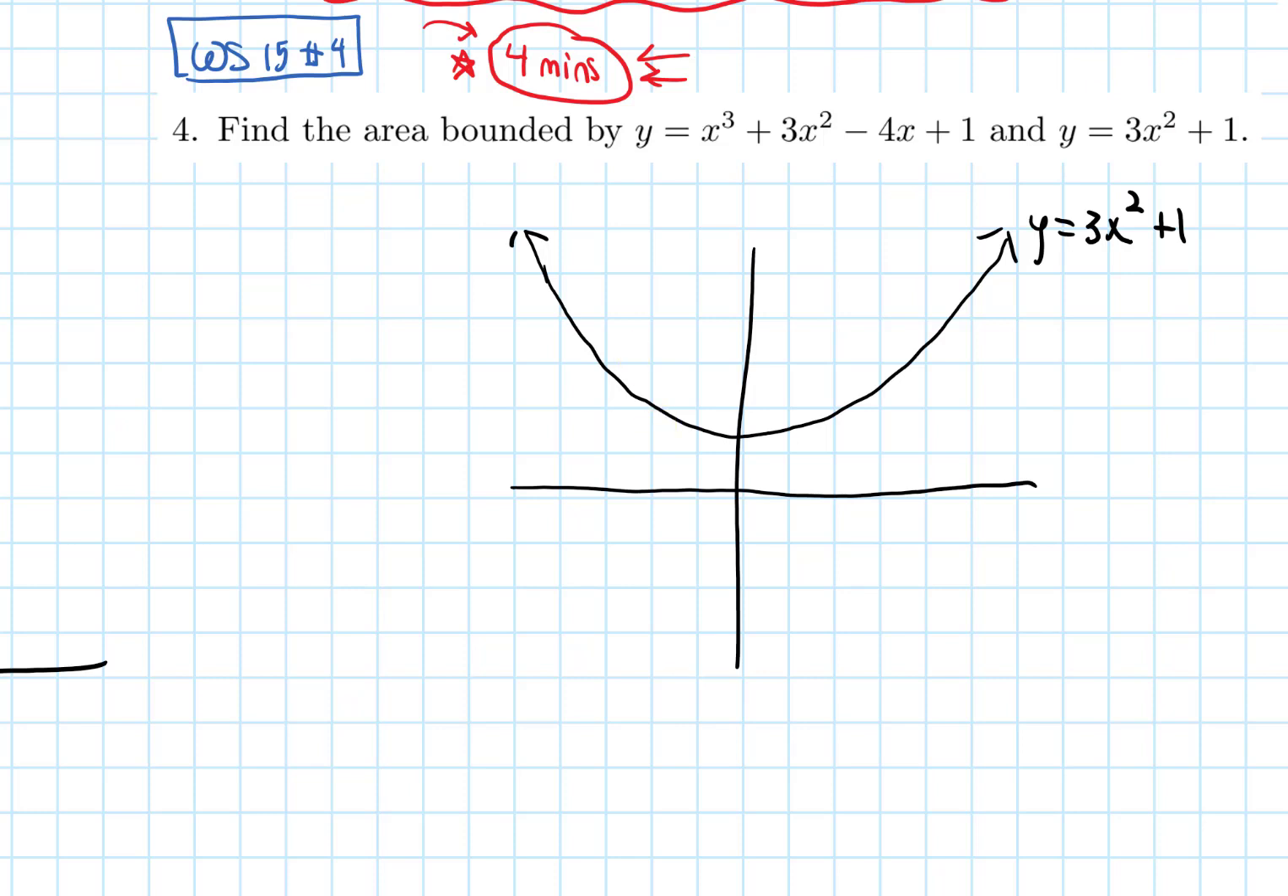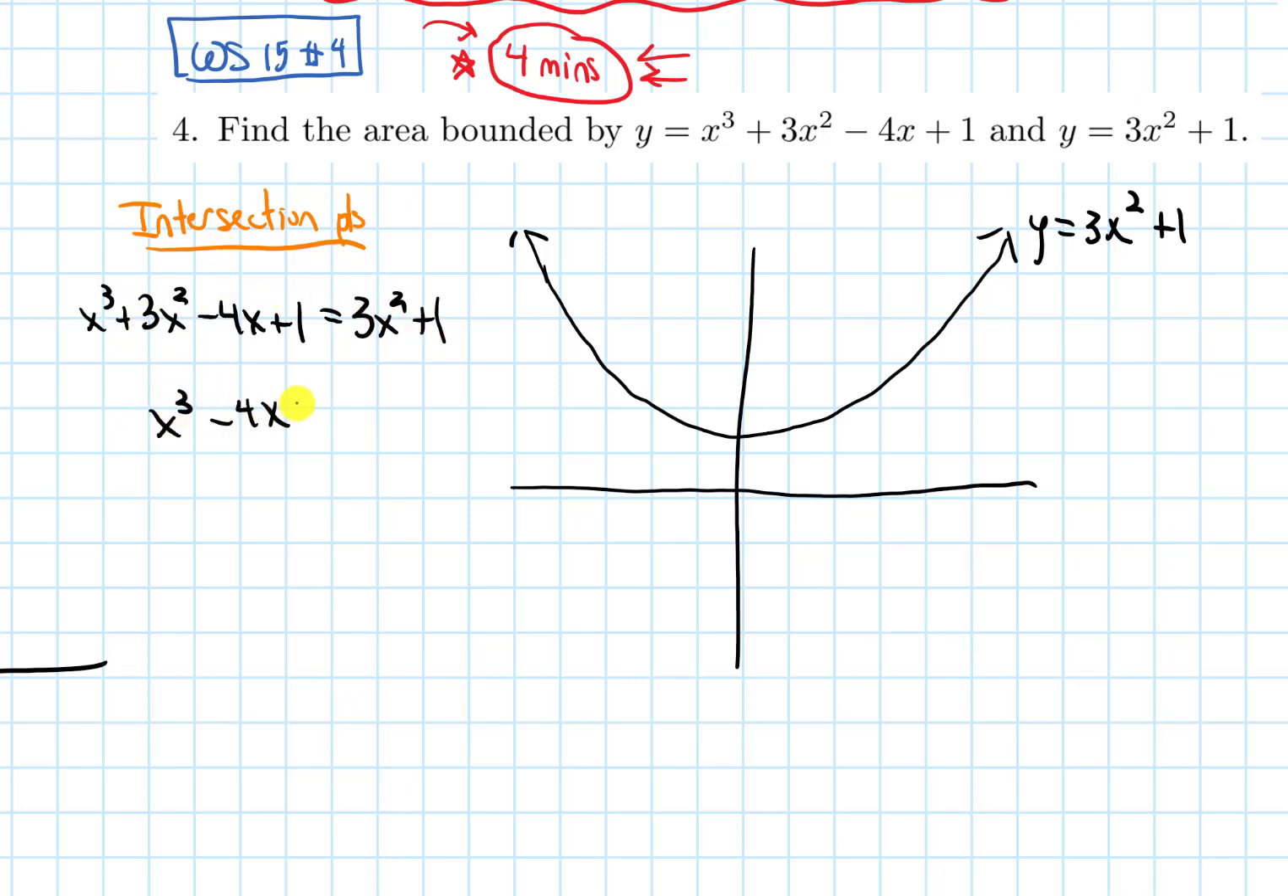So the way I'm going to do that is I'm going to first find the intersection points of these two curves. So to find the intersection points, let's set these y values equal. So we'll set x to the third plus 3x squared minus 4x plus 1 equal to 3x squared plus 1. And I could simplify this because the 3x squareds plus 1s are going to cancel. And I'll get x to the third minus 4x equals 0.